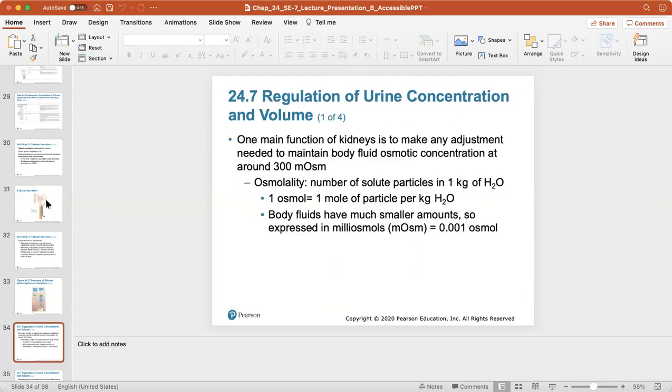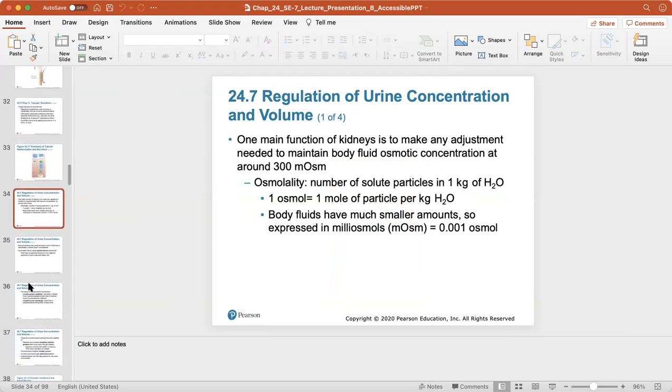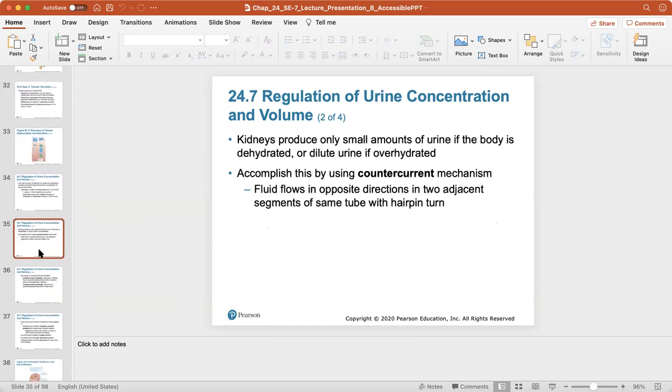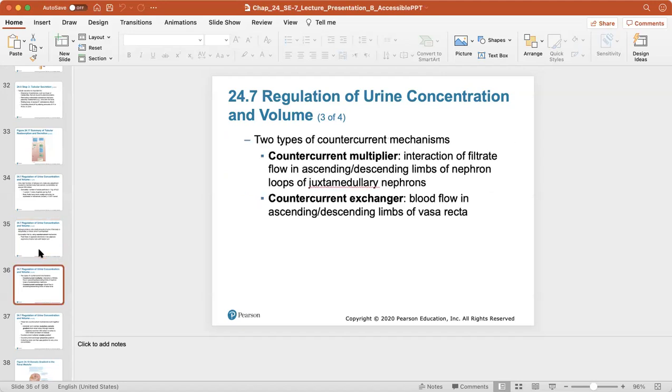One main function of your kidneys is to make any adjustment needed to maintain body fluid osmotic concentration. In the next slides, we'll go through that. Kidneys produce only small amounts of urine if the body is dehydrated, or dilute urine if it's overhydrated, and it accomplishes this using a countercurrent mechanism where fluid flows in opposite directions in two adjacent segments of the same tube.